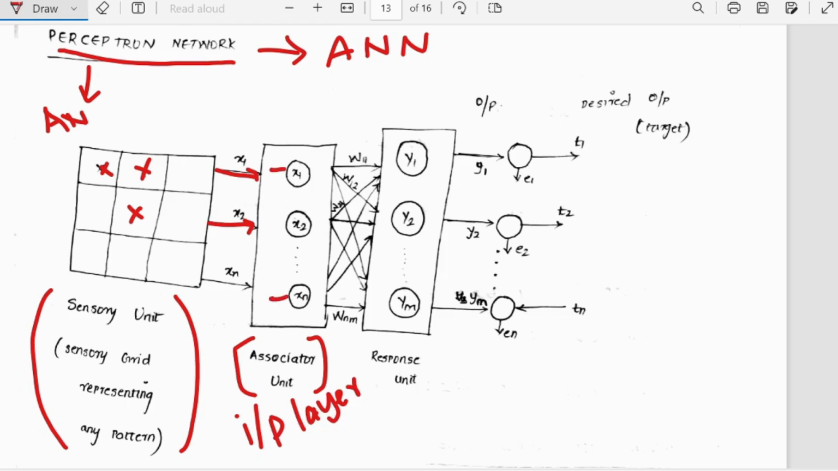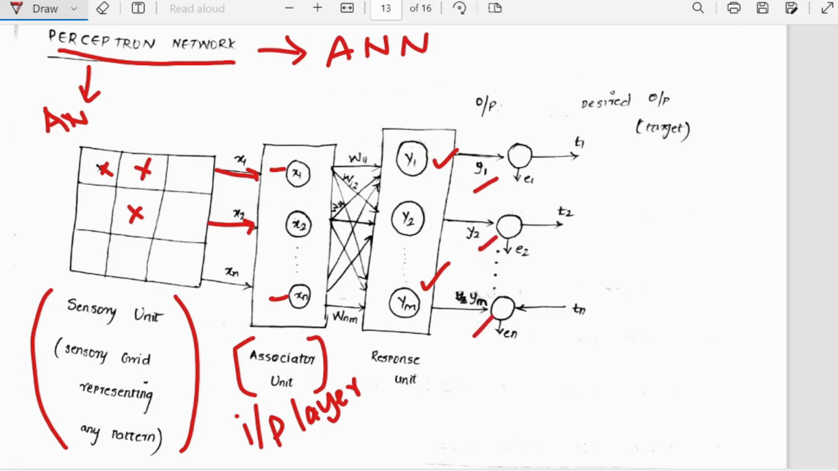Now using weights, all the input units are connected to the output, that is y1 till ym. So from y1 till ym we have m number of output nodes, or m number of outputs we will get. Each will be generating either 1 or 0. Then as we saw earlier, all these outputs that are generated need not be correct.